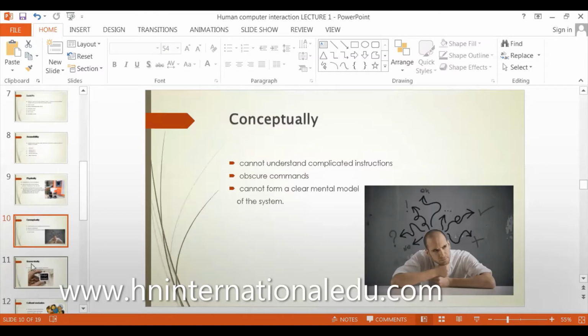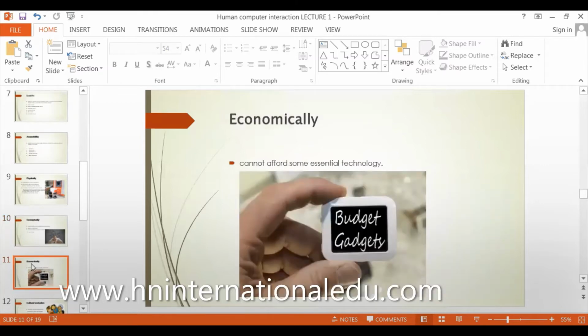Other is economic. You have designed something and it is so costly that people cannot buy it. What is the use of making or designing such a high-priced gadget? There's no use. So this is an economic constraint.